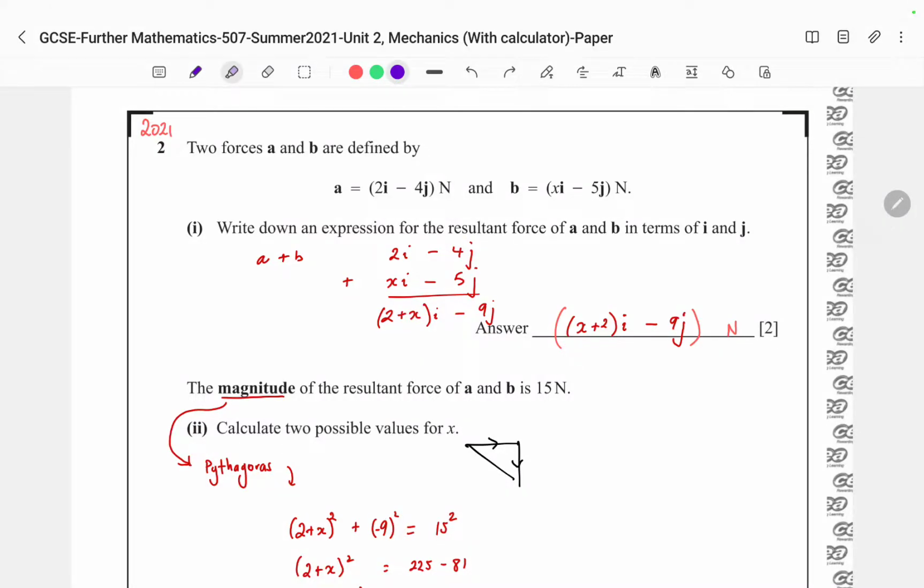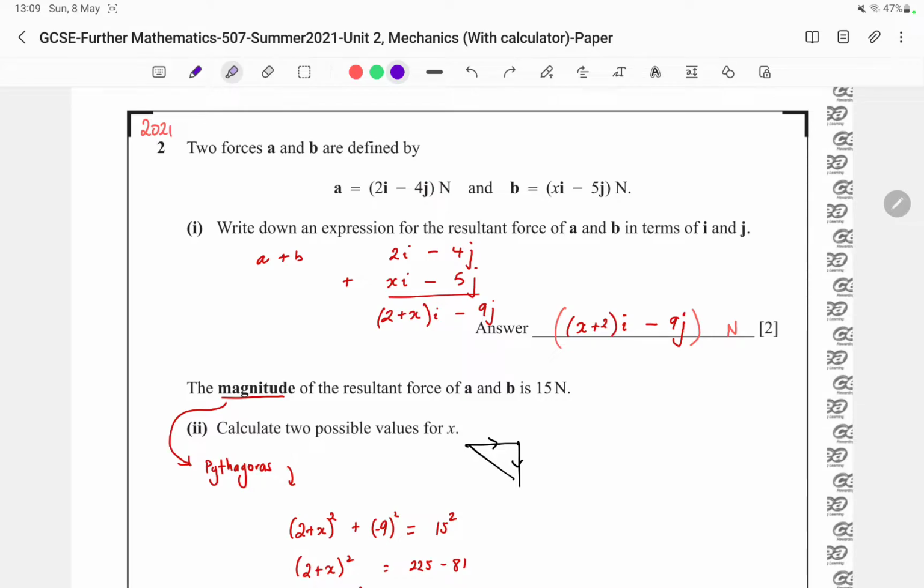Question 2 of the 2021 mechanics past paper is a vectors question, and we have two vectors A and B here, and they're both forces, and we're looking for the resultant force. So the resultant of two vectors is just found by adding the I components and adding the J components together.